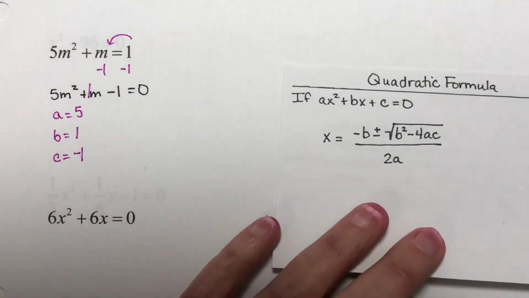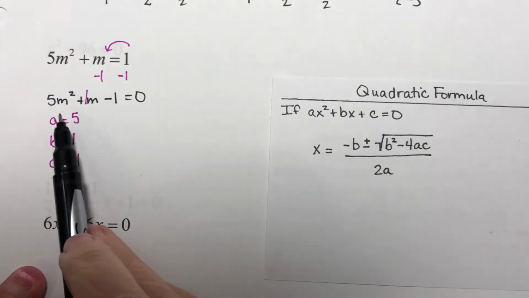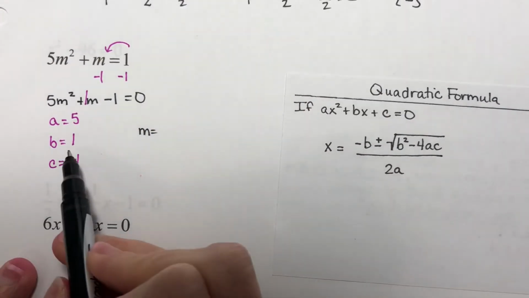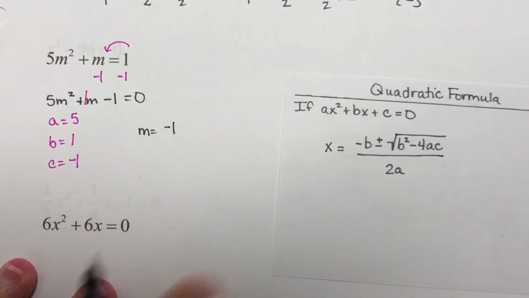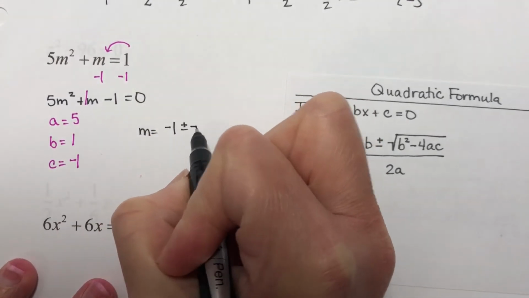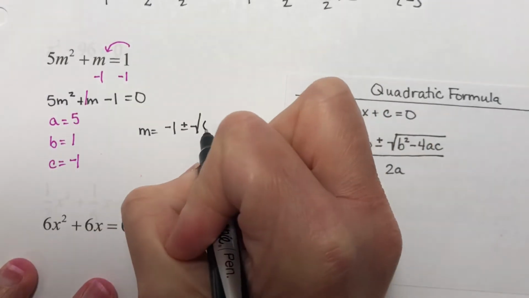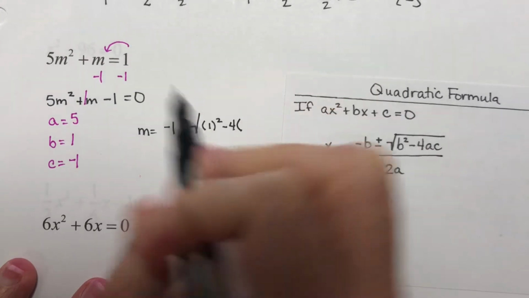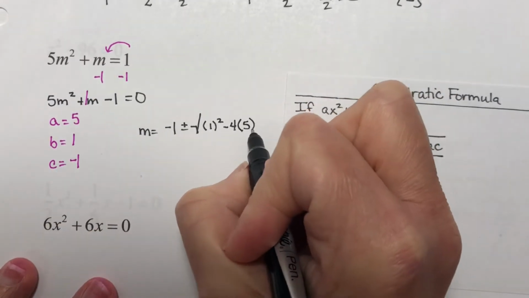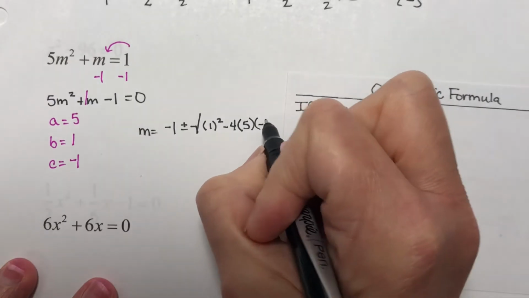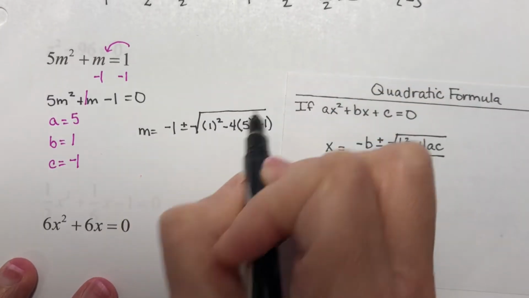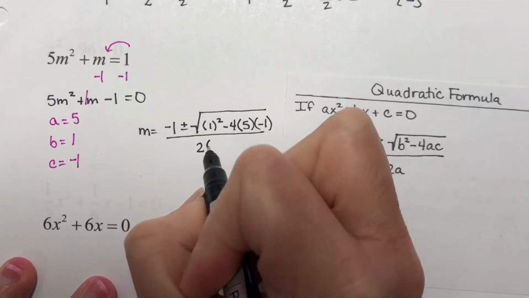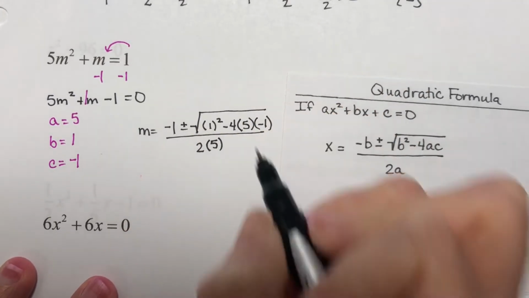Now we're going to plug into the formula. Our variable is m, so we have m equals negative b, so negative 1, plus or minus the square root of b squared, 1 squared, minus 4 times a, which is 5, times c, which is negative 1. And this is all over 2 times a, which is 5.